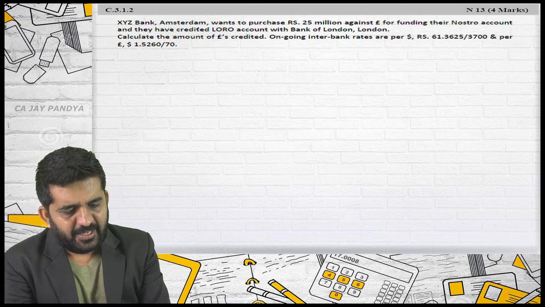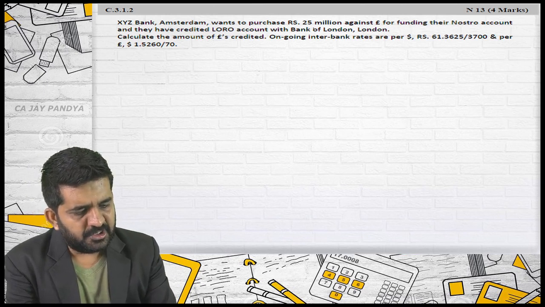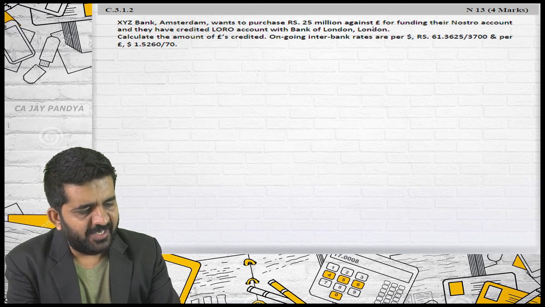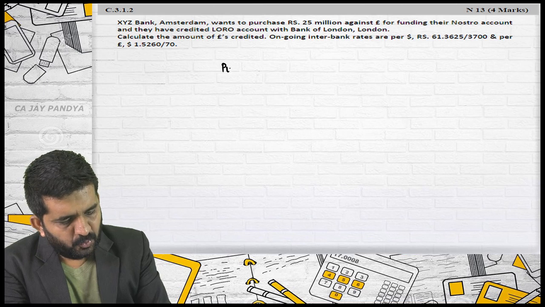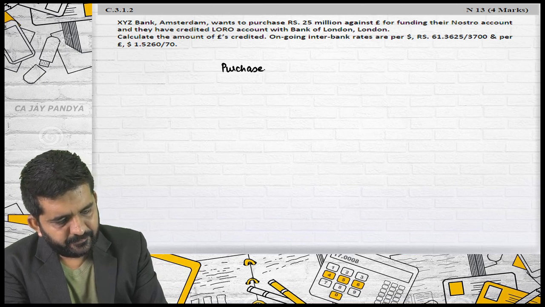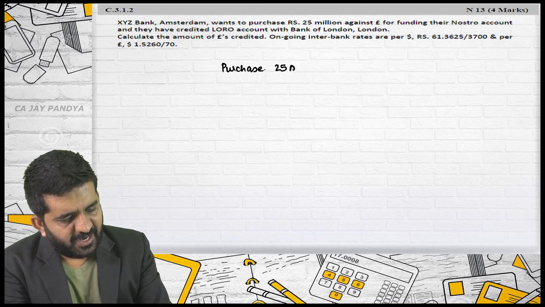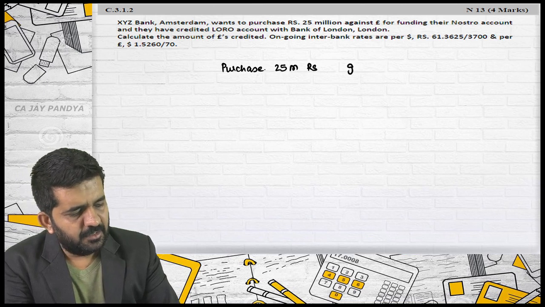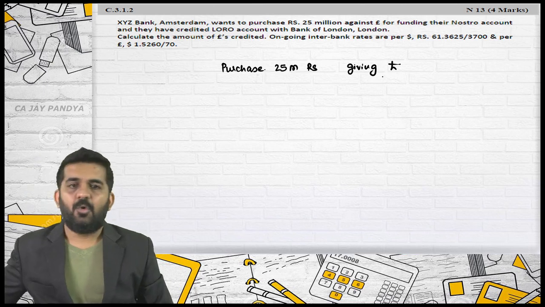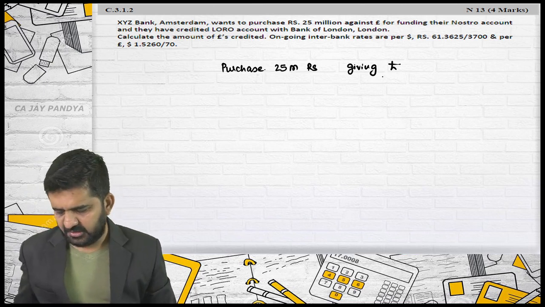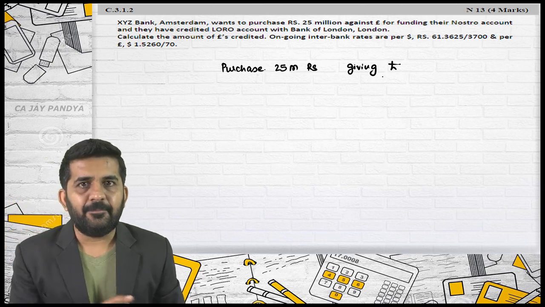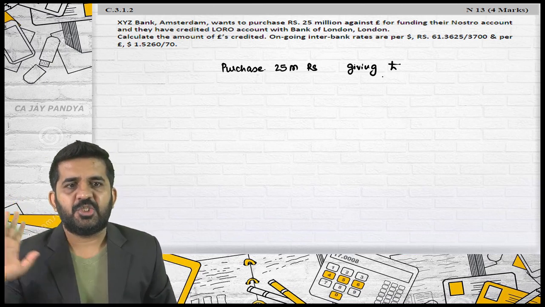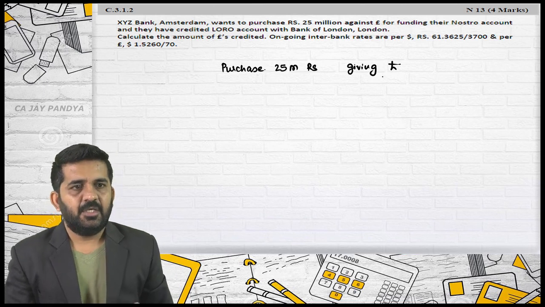XYZ Bank, Amsterdam, wants to purchase rupees 25 million against pound. So they want to purchase 25 million rupees by giving pound. This is what they want to purchase. Alright. You are in Amsterdam. You want to purchase 25 million rupees given pound.